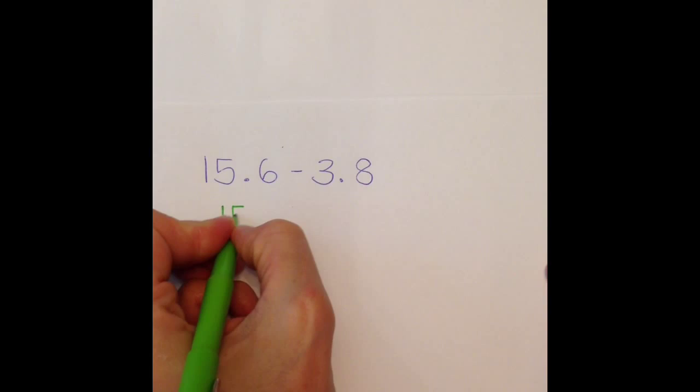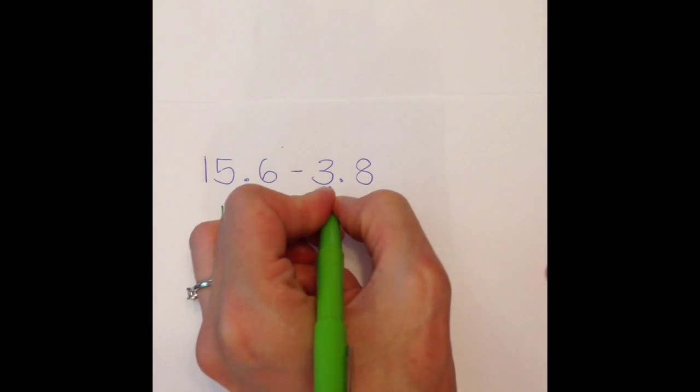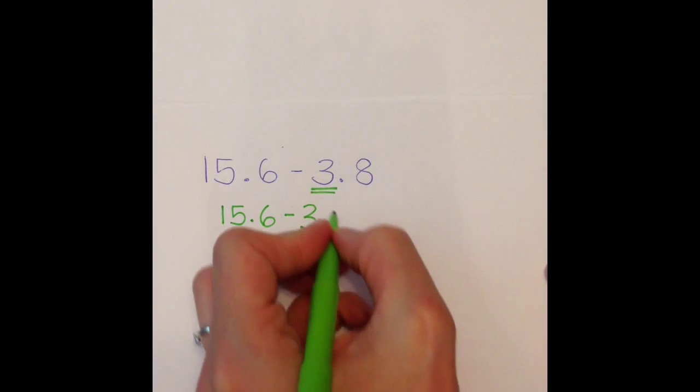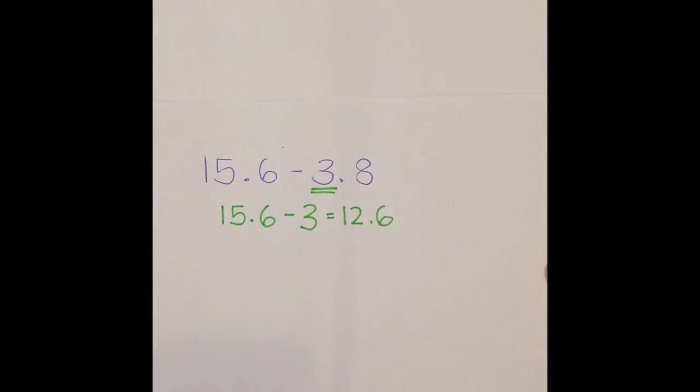To take 3 and 8/10 away from 15 and 6/10, I'm also going to take away the parts of 3 and 8/10, but just do it in a little bit different way. So first I'm going to take away the whole number, then I'll take away the decimal part. So first I'll do 15 and 6/10, take away 3, just the whole number part. That would give me 12 and 6/10.